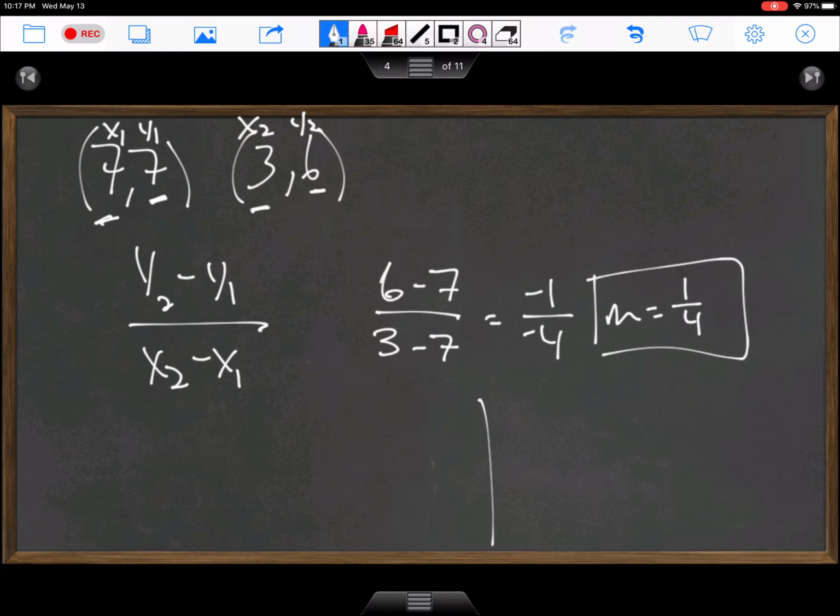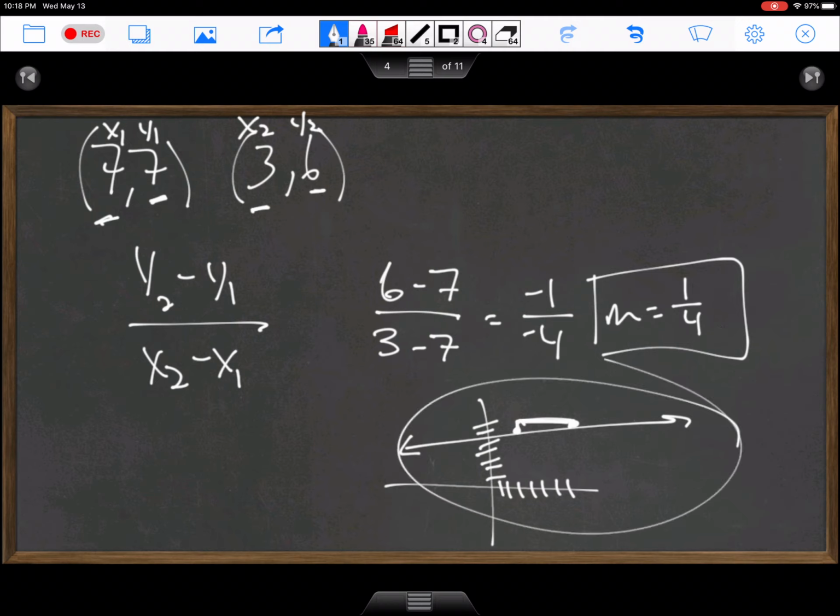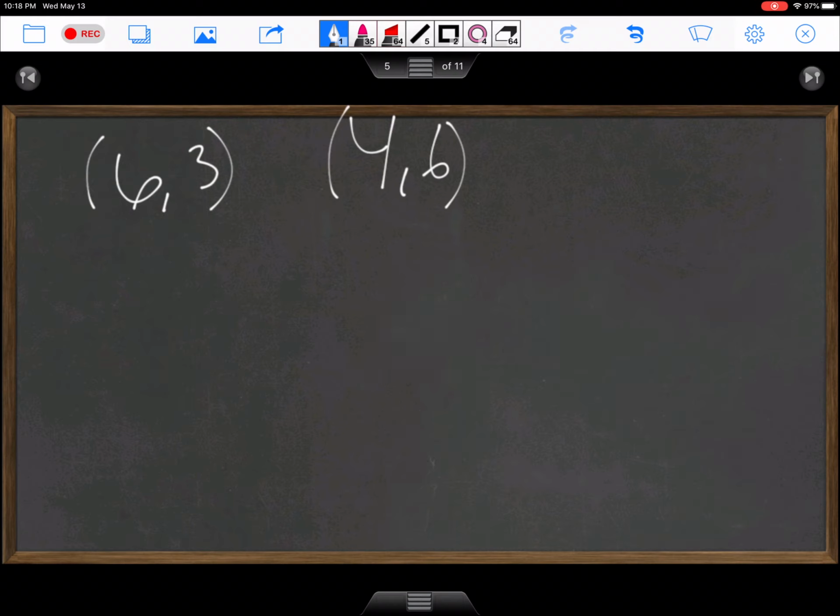So if you're looking on like a coordinate plane here, here's 7, 7. Here's 3, 6. And if this is my line, you can see a rise of 1, a run of 4. Here it is, a rise of 1, a run of 4. We're just putting it to a formula because to draw that out every time and then count, especially if points were really far away from each other, it'd be quite difficult. So this is a way to streamline that process.